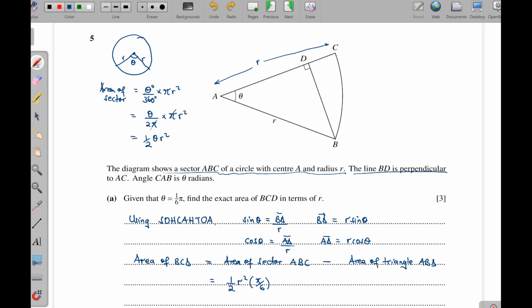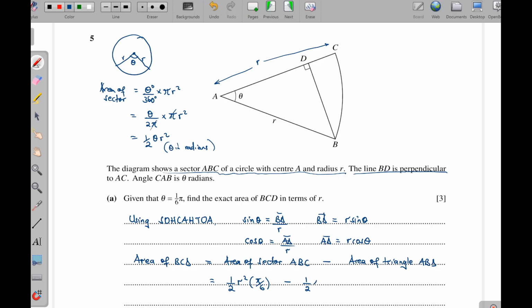Okay, so here theta is in what? Radians. You see that? So that's why we're using this one here. If you are using this one, your calculator has to be in radians. But if you use this one, the calculator has to be in degrees. You see that? Okay, then minus area of the triangle ABD.